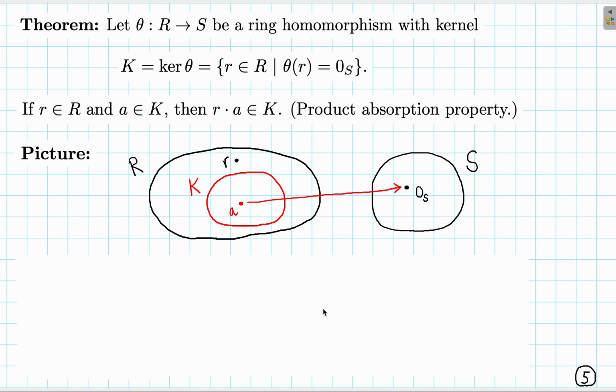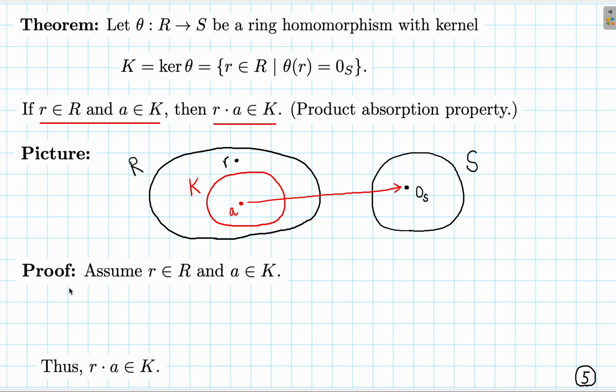And now we're ready to write the proof of this theorem. Let's begin by identifying our hypothesis and conclusion as usual. And that gives us the first line of the proof and our very last line. Now, in order to show that r times a is an element of the kernel, as we discussed in this picture, we need to show that r times a maps to the additive identity of S, in other words, 0 sub S.